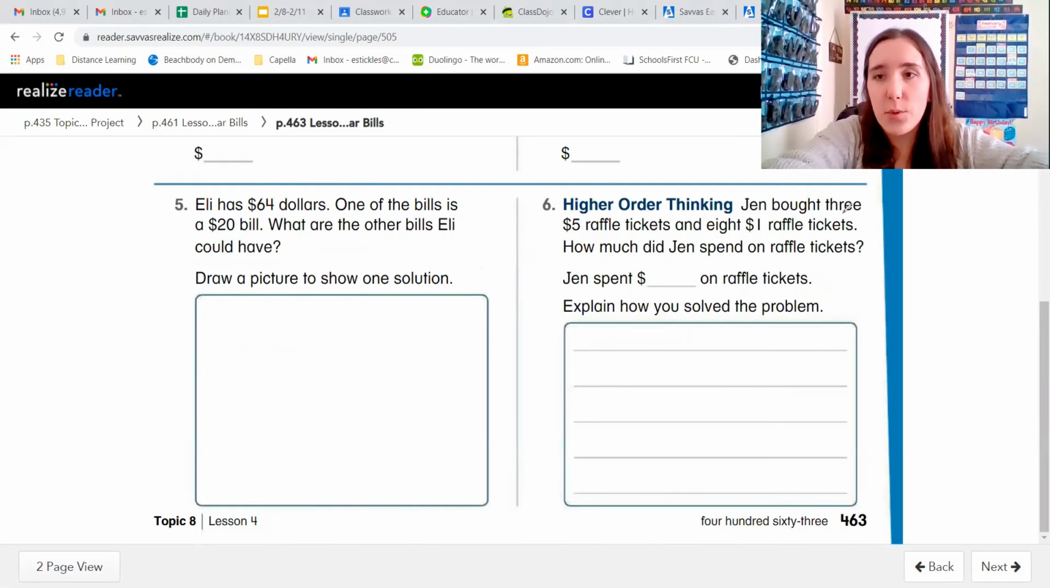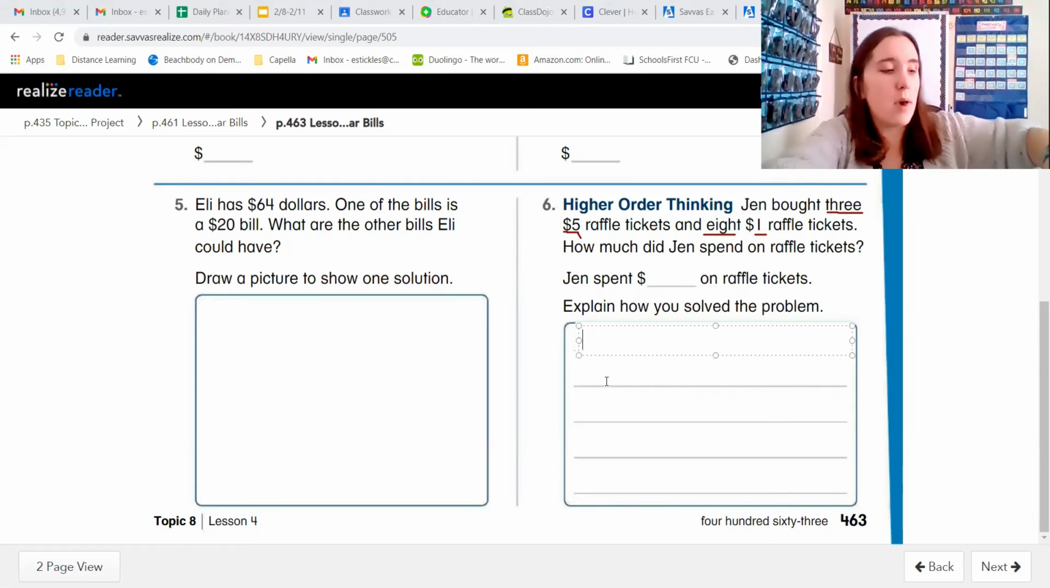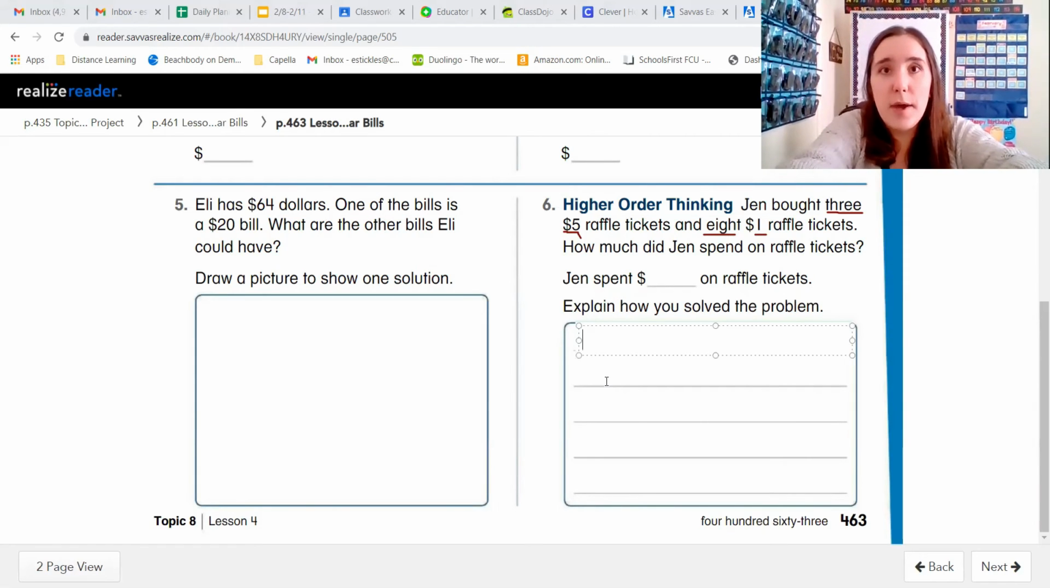It says Jen bought 3 $5 raffle tickets and 8 $1 raffle tickets. How much did Jen spend on raffle tickets? So we need to figure out the total amount of money that she spent on those tickets. So we need to figure out how much she spent altogether. So I'm going to add it up. So she bought 3 $5 raffle tickets. So $5 plus $5 plus $5. And let's see, 5 plus 5 plus 5 equals what?